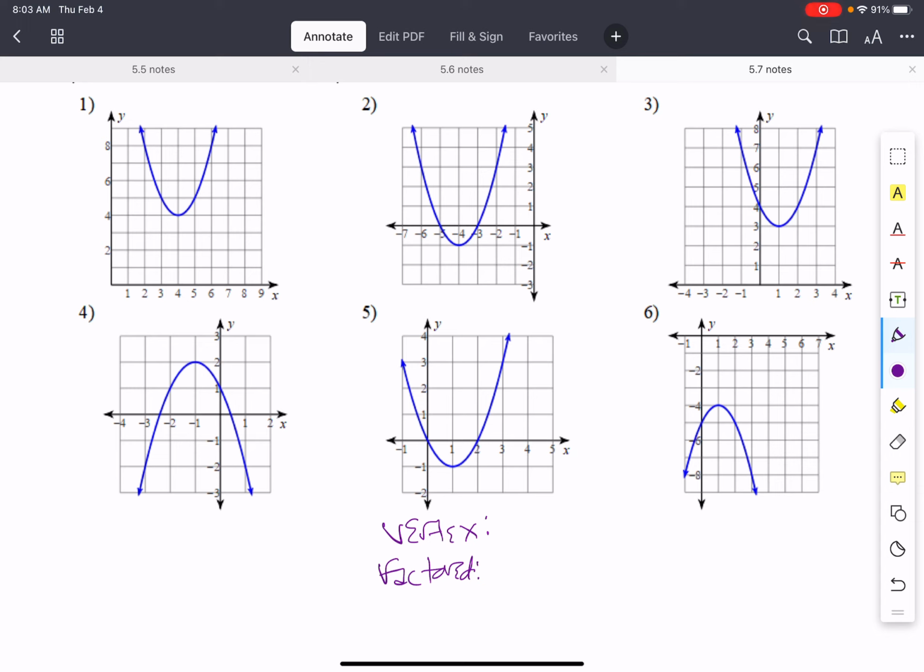Factored and intercept is the same thing. So from the graph.